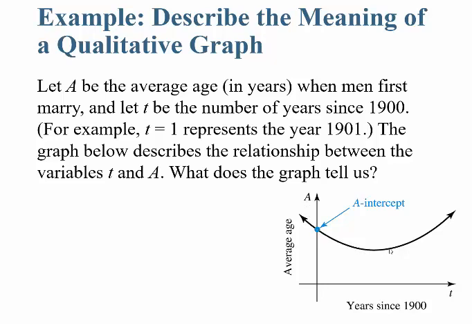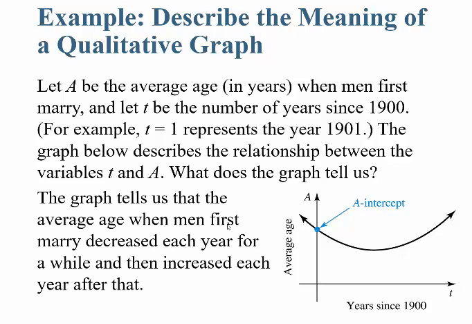Look at this graph. It's trying to explain a situation. It looks like as the years since 1900 move forward or increase, the average age that men get married goes down, and then something happens at a certain point in time, and it starts to go back up again. The graph tells us that the average age when men first married decreased each year for a while. We don't know for how long it kept decreasing, and then increased after that.